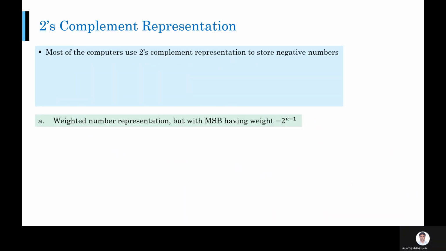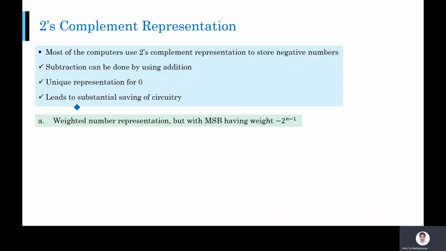All right. So most of the computers use 2's complement representation to store negative numbers because of its inherent advantages. Similar to your 1's complement case, in the 2's complement representation also, subtraction can be done by using addition. And the other advantage is that you have a unique representation for 0. So this is obviously going to lead to substantial saving of circuit in this one. Okay, and this is going to give you a higher range.